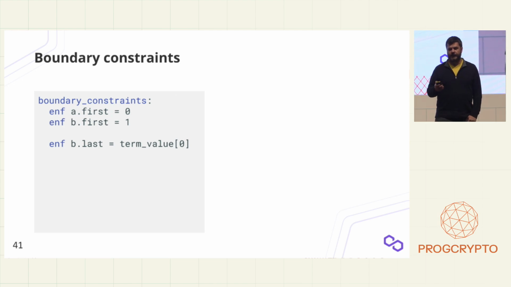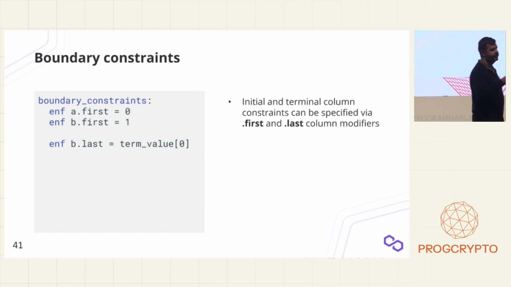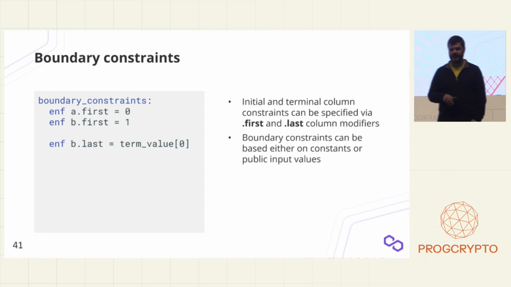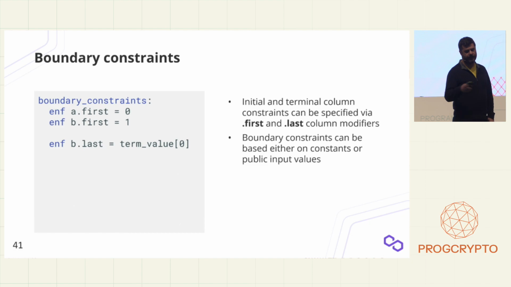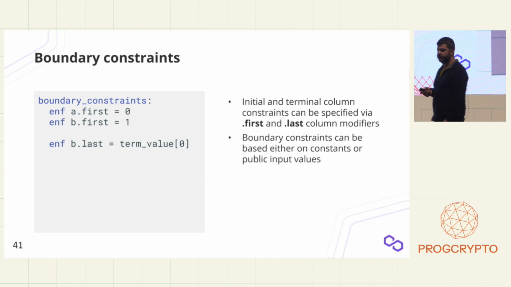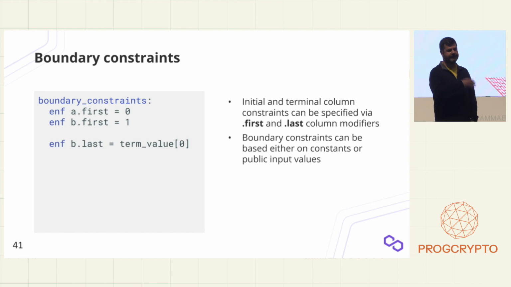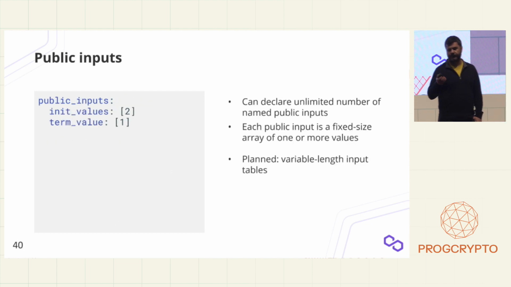Boundary constraints are fairly simple as well. You can specify what the first or the last value of every column is using the first or last keyword. And you can set those values based either on some constants, like 0 and 1 here. By the way, the enf keyword is used to enforce a constraint. So the first value in column A should be 0, and the first value in column B should be 1. And then we can also reference a public input. So we would say whatever the last value in column B is should equal the first value in the public input defined previously. If I go back, the result value was one of the things we defined here.